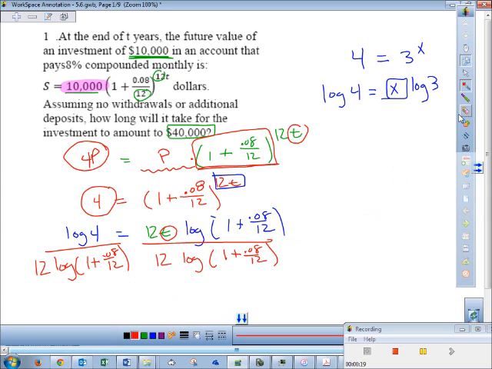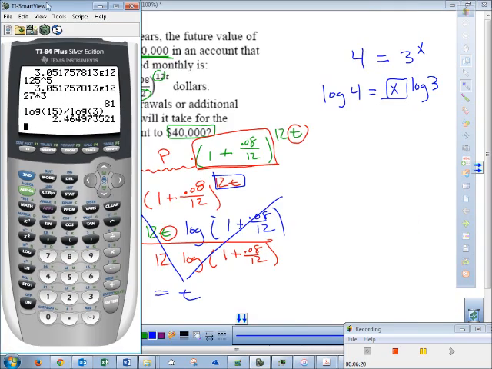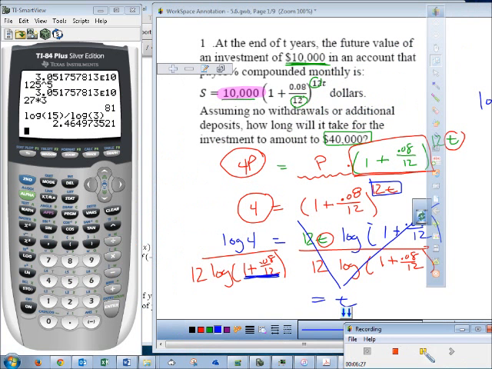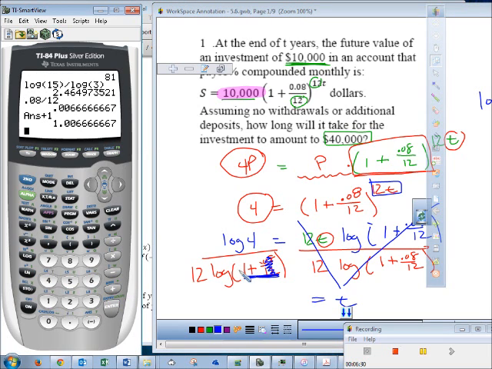All I did was divide both sides by stuff that's going to cross out. 12 over 12 cancels. The log of this over the log of that cancels out. And the only thing left there is that t. So t equals, and now it's time to punch this into the calculator. Takes a little bit of process, so let me move my calculator into the right position. What I'm going to do is punch this stuff in first. So I'll type in 0.08 divided by 12, hit equals, that's this part, add 1 to it, hit equals.